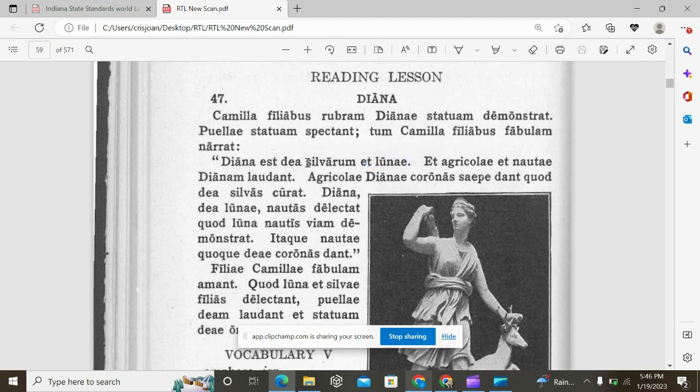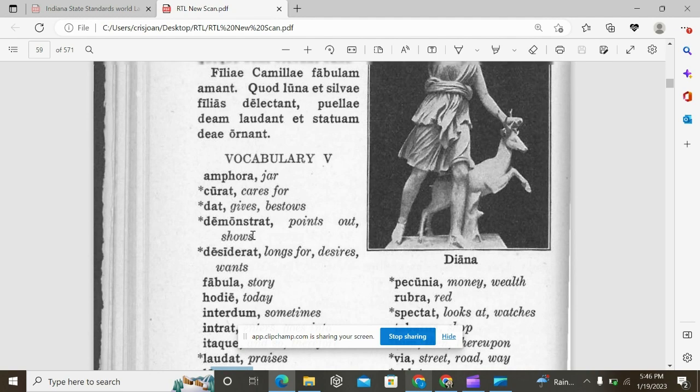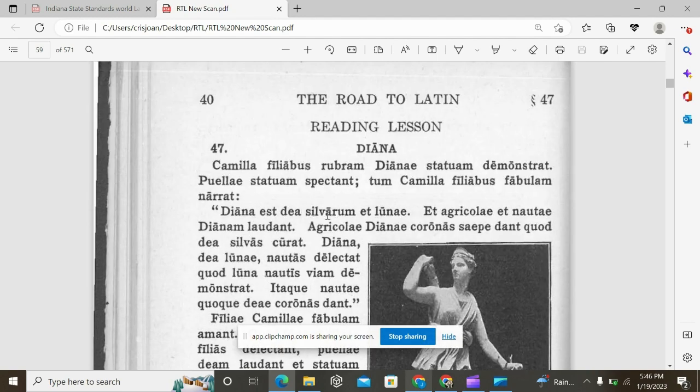We haven't seen these words in a while. A silva is a forest. Luna, I think this is in our vocab for the chapter, down here, I believe, means the moon. Both of these forms are genitive. Silvarum, the arum ending makes it genitive plural, and the i ending here makes it genitive singular. So we learn that Diana est the dea of the silvarum, of the forests, and of the luna, of the lunae.